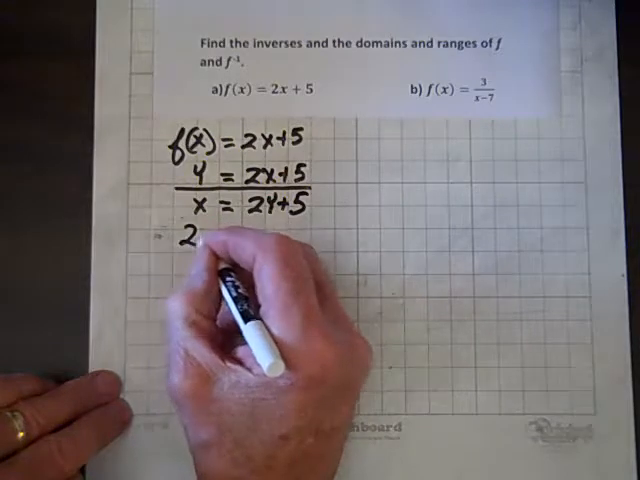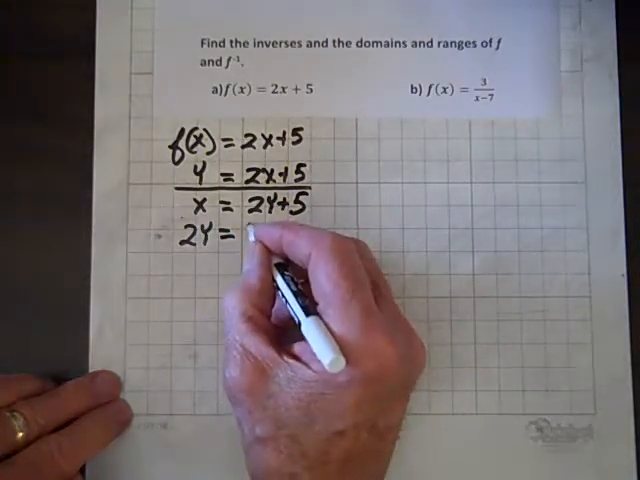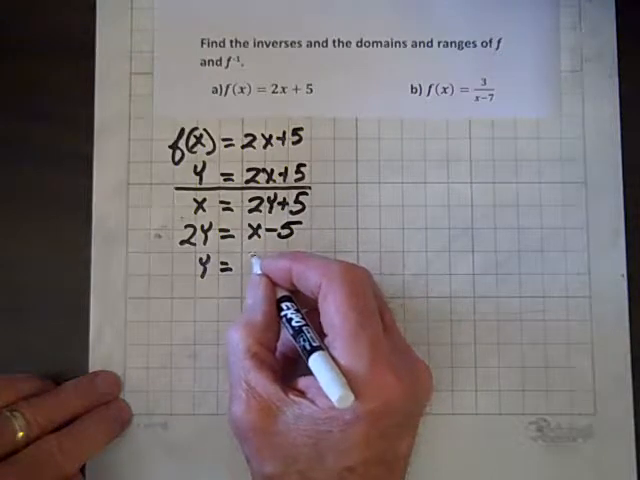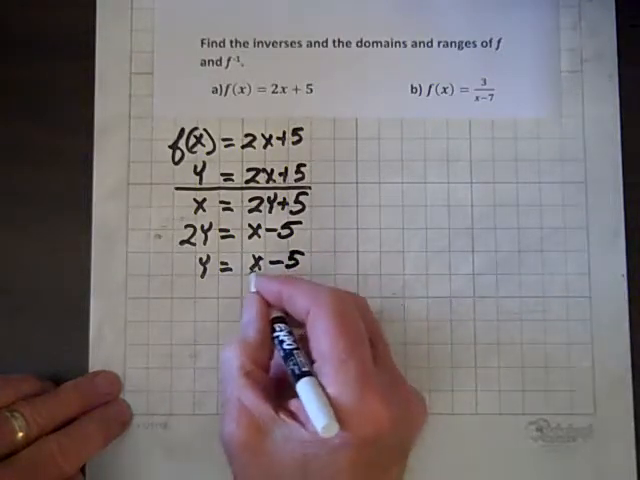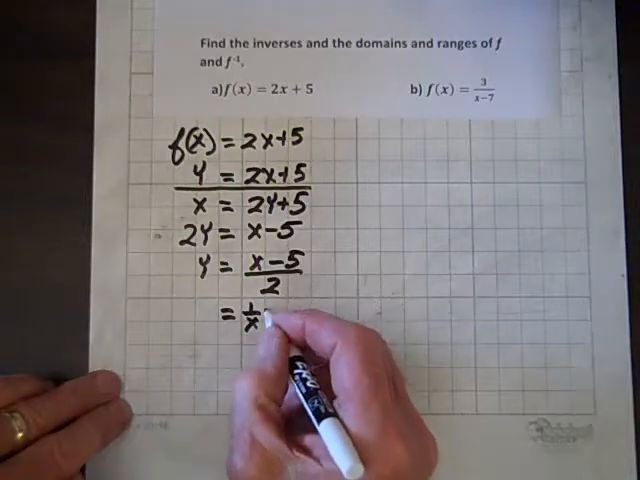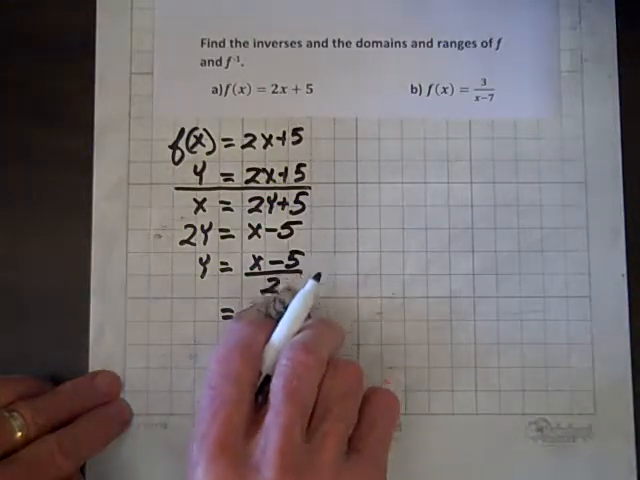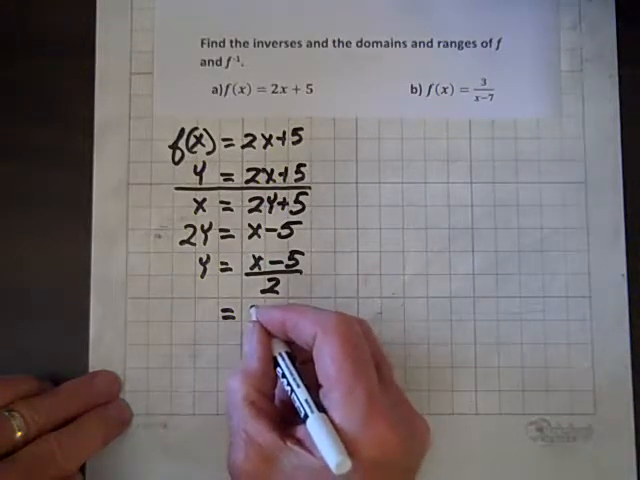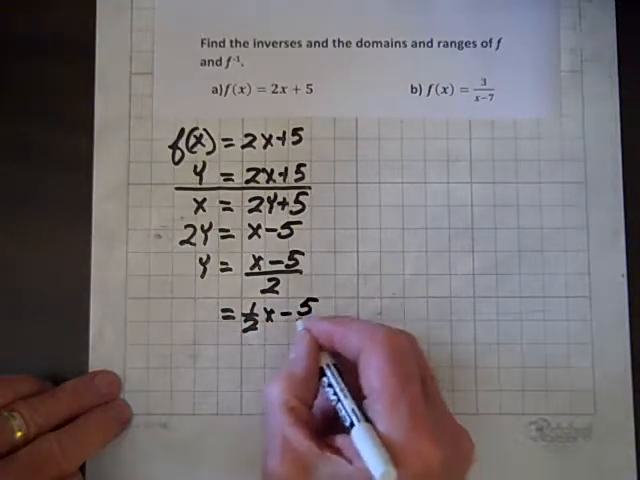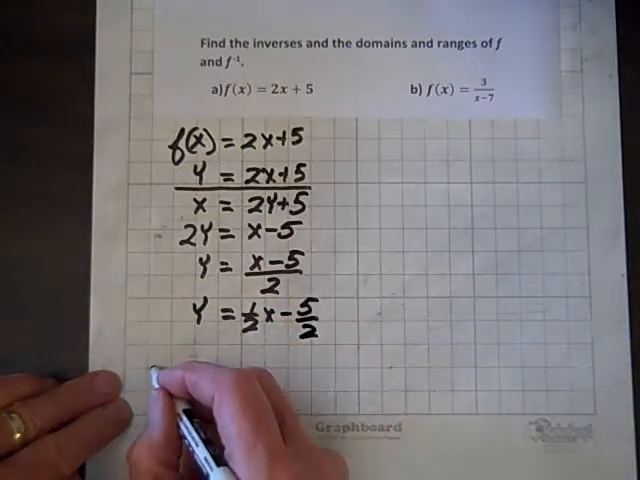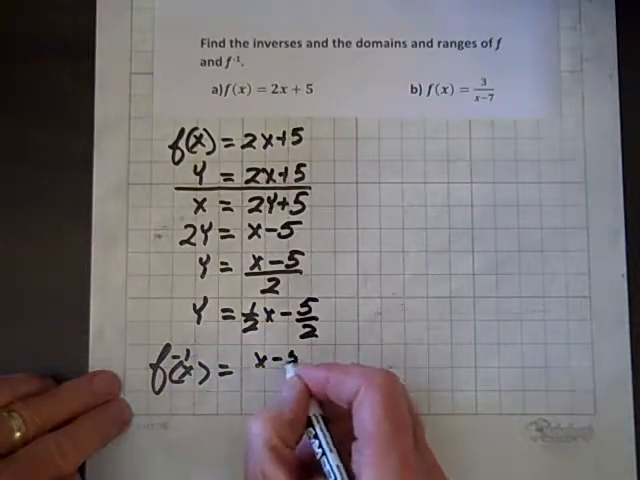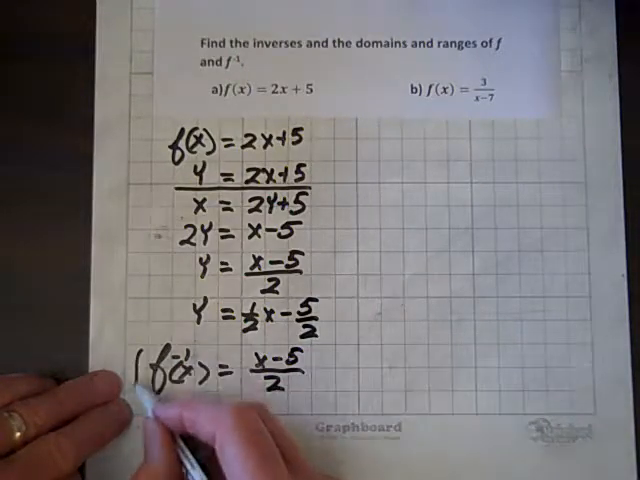So let's see. 2y, subtracting 5 from both sides, equals x minus 5. So y equals, dividing through by 2, x minus 5 over 2, or 1/2 x minus 5 times 1/2 is 5/2. So either way, f inverse of x equals, and I'll just say it's x minus 5 over 2. But either one of those will work.